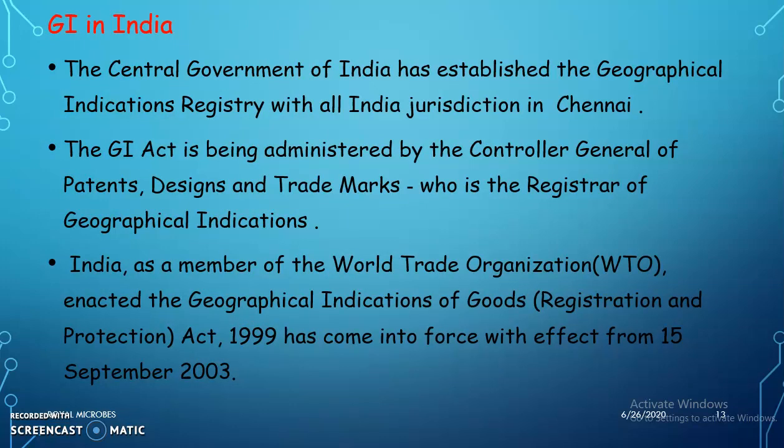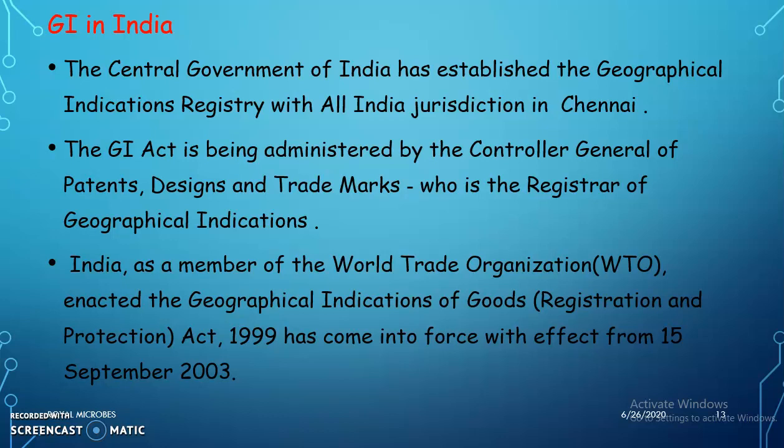Geographical indication in India. The central government of India has established the Geographical Indications Registry with all India jurisdiction in Chennai. And the Geographical Indication Act is being administered by the Controller General of Patents, Designs and Trademarks. Therefore, the Controller General of Patents, Designs and Trademarks is the Registrar of Geographical Indications.